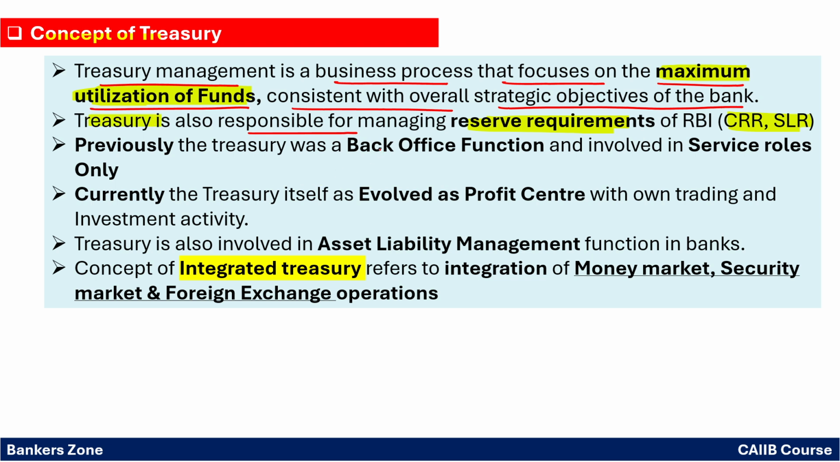Previously, the Treasury was only the back office function. However, they were only providing the service roles. Now, currently, Treasury has evolved as the profit center, right, with its own trading and investment activity. So remember, previously, Treasury was viewed only as the back office function providing services to the clients. However, nowadays we can see the Treasury is earning a lot of profit. So we can say Treasury has evolved as the profit center. So Treasury can do its own trading activity and investment activity through which the Treasury is earning the profit.